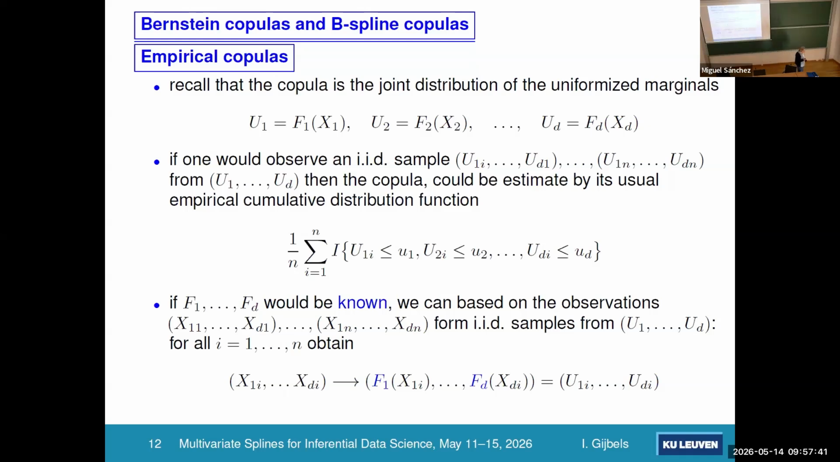You don't have a sample from U1 to UD. If I knew F, if I knew all the marginals fully, then I could do the same. I could use that information to transform each of the data points using these known marginal distributions to get actual realizations for these U1 to UD. But that's not realistic either.